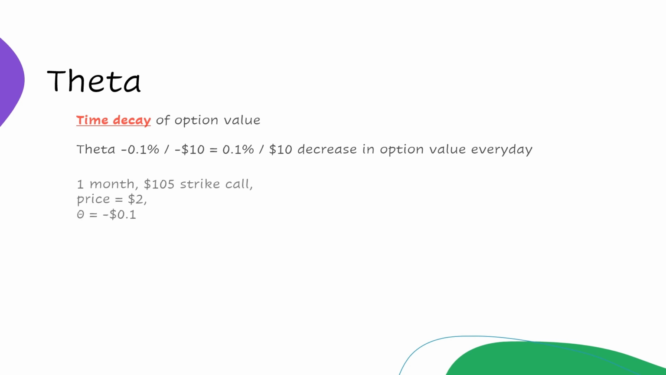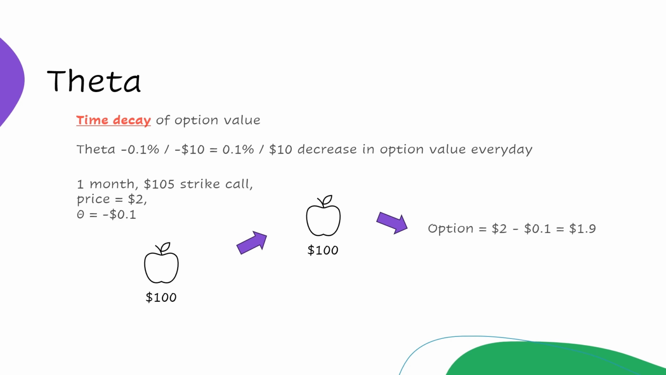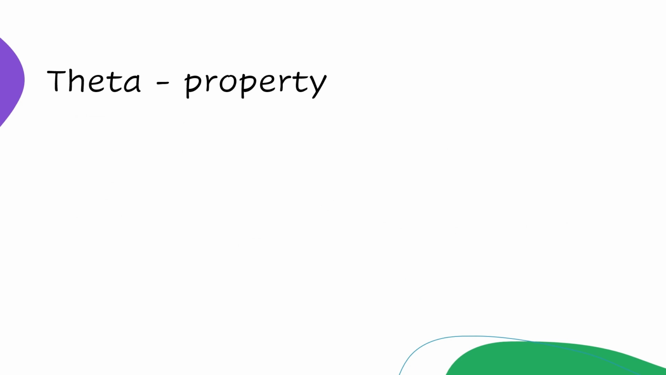For example, for a 1 month 105 strike call on Apple, option price is $2 and theta is minus $0.1. Assume Apple is at $100 now. If Apple price stays at $100 tomorrow, then the option value tomorrow will be $2 minus $0.1, which is $1.9. In modern day trading systems, some simple models calculate theta with calendar day decay, while some sophisticated models use trading calendar decay. Similar to gamma and vega, deep out of the money options have 0 theta, as option value and time value are both close to 0.